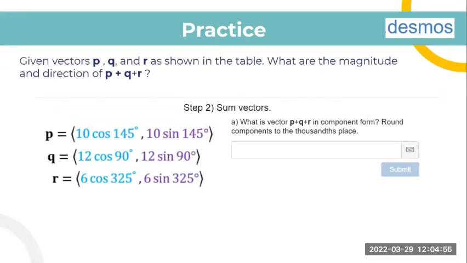And again, I like to keep my components in the trig form so that when I add, I can just add this all at once without having to worry about any rounding error. 10 cosine of 145 plus 12 cosine 90 plus 6 cosine 325. And then same thing for the verticals. Keep it in trig form so you can add all of them up in one step.